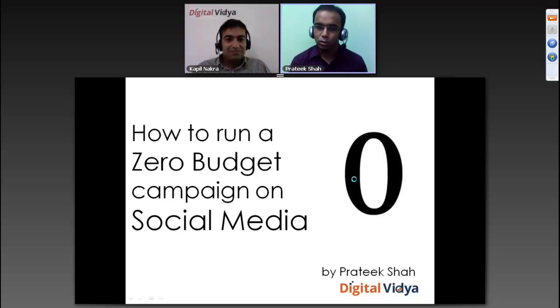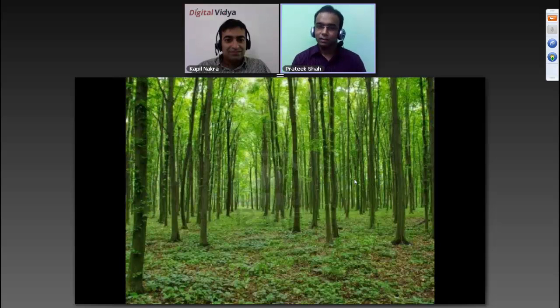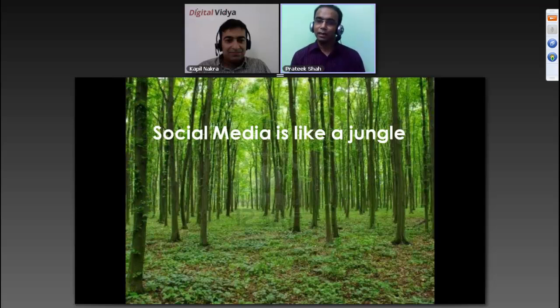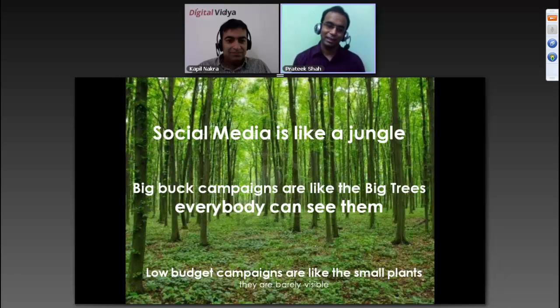This is how the social media space looks to me. It's like a jungle. The big buck campaigns are like the big trees. Everybody sees them. And then you have the low budget campaigns, the campaigns with 100 likes here and 200 friends there, wondering how to become more visible and really be seen by more and more people.